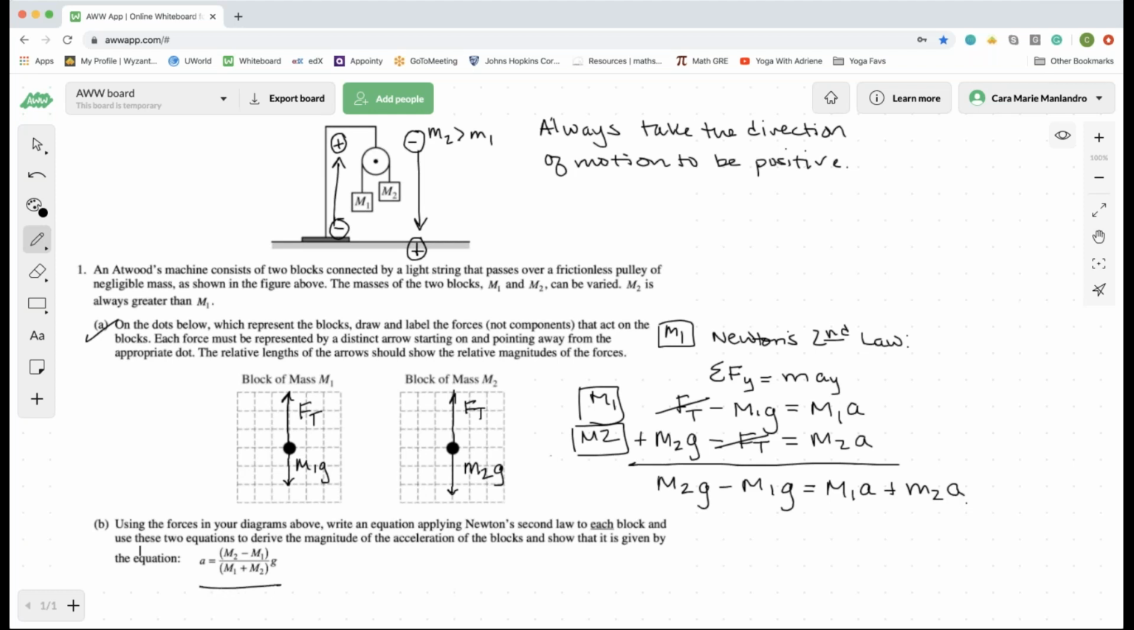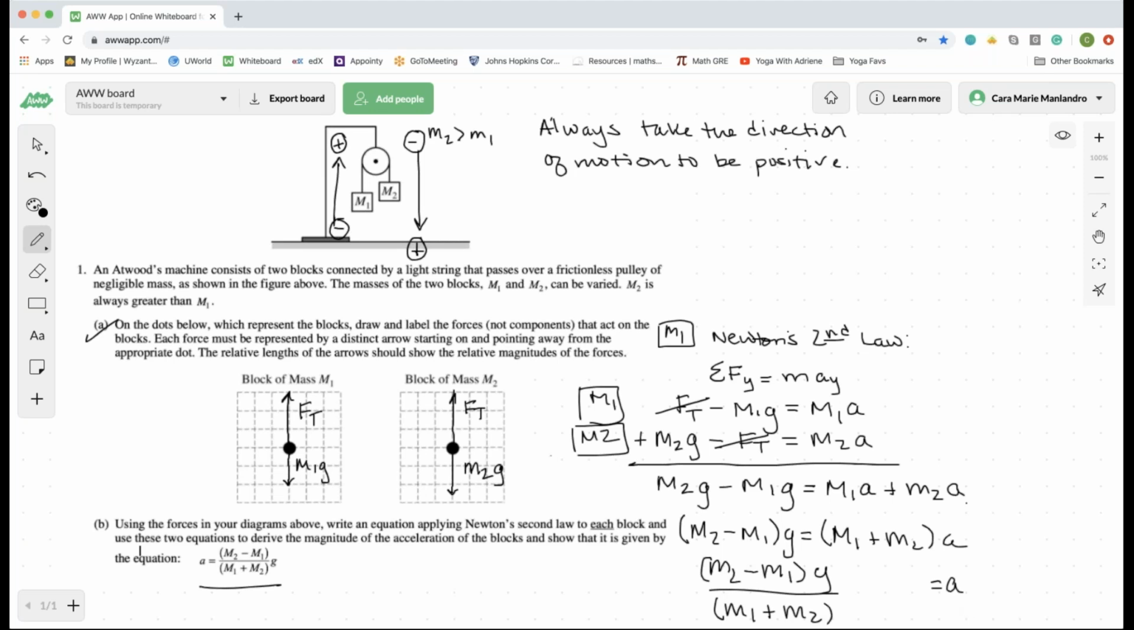They've given us what we want to get to, so we just need to start factoring to make this look pretty. First thing I'm going to do is factor out that G on the one side, and I'm going to factor out the A on the other side. And then divide by my M1 plus M2. And there's my answer.